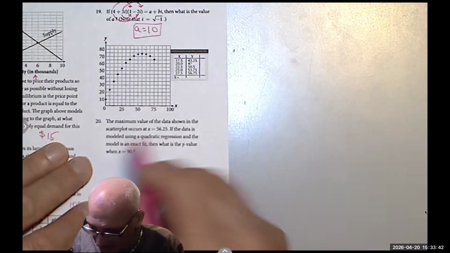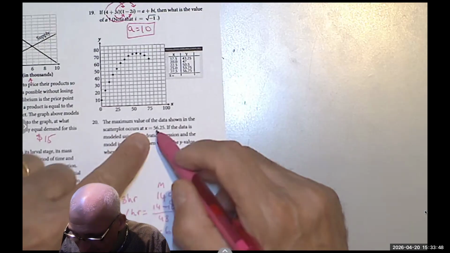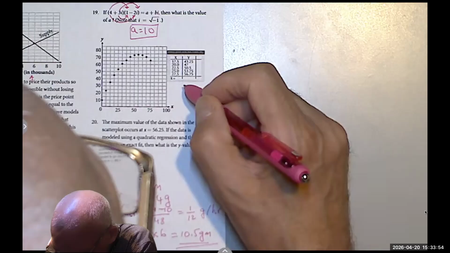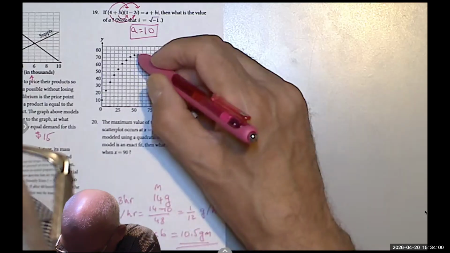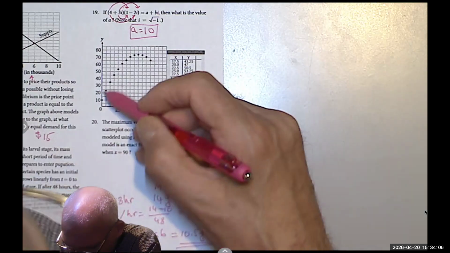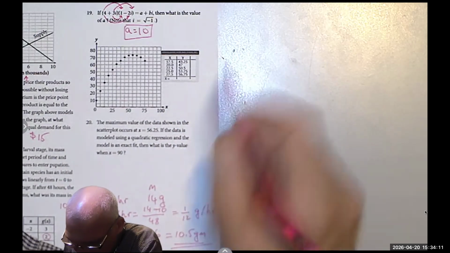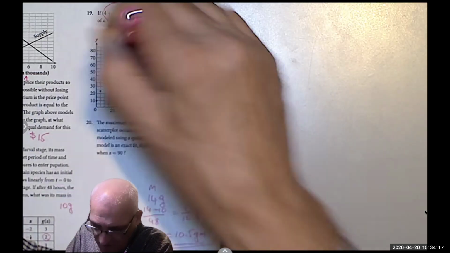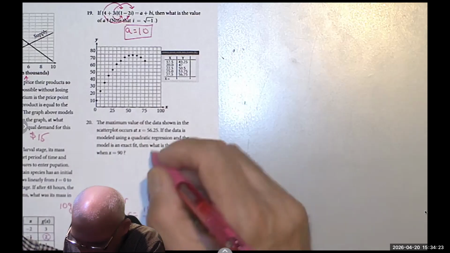Finally, problem number 20. They say the maximum value of the data shown in the scatter plot occurs at x equals 56.25. Okay, which is this point. If the data is modeled using quadratic regression, meaning it increases and decreases as a parabola, as a quadratic equation, and the model is an exact fit, so there is no deviation, the points that you see here are the actual points. Then what is the y value when x equals 90?